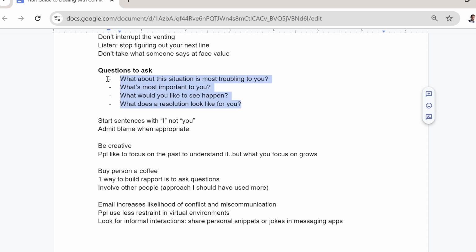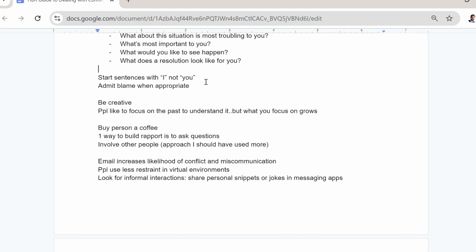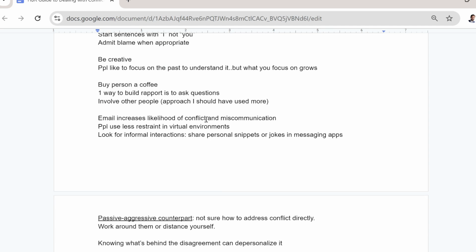Asking for clarity is incredibly important because we misunderstand situations all the time. There's so much miscommunication in the world that just understanding what it is that they actually want or what bothers them can make a world of difference. Start sentences with I, not you. Admit blame when appropriate. Be creative. People like to focus on the past to understand it, but what you focus on grows. That means you should really focus more on the solution or the outcome.